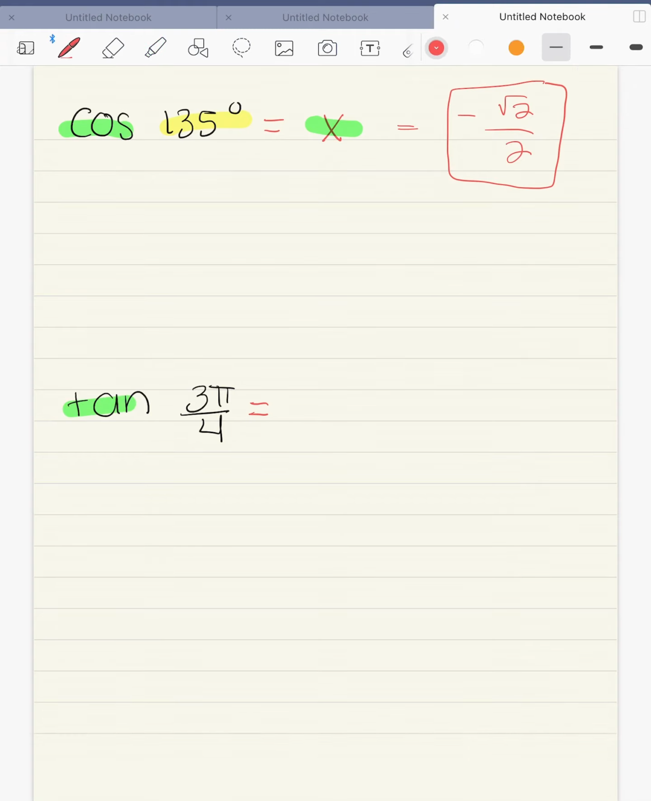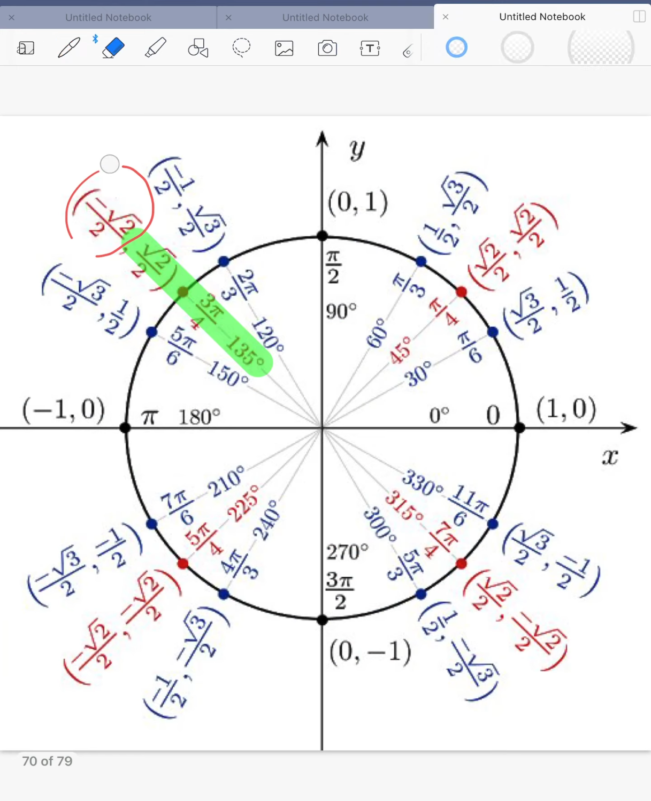We know that tangent is y over x. Keep that in mind. The angle is 3 pi over 4, so let's go to the unit circle. I'm going to erase this, and I'm going to find 3 pi over 4. 3 pi over 4 is the same angle, which is 135. The coordinate point is negative square root of 2 over 2, comma square root of 2 over 2.